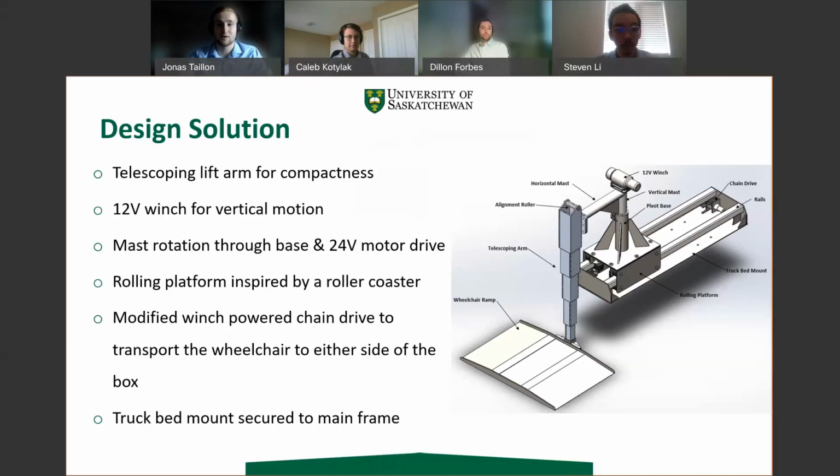After this, the roller coaster-inspired rolling platform, which is powered by a combination of a modified winch with a chain drive, moves the assembly laterally until it is centered in the box. At this point, the wheelchair ramp will lower due to the telescoping arm and will be set for travel.